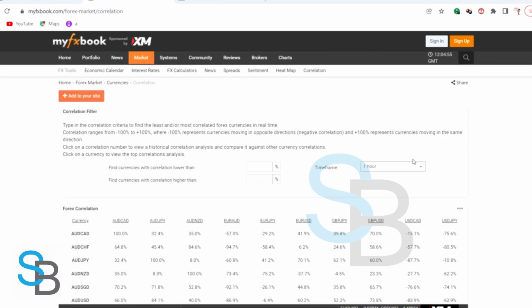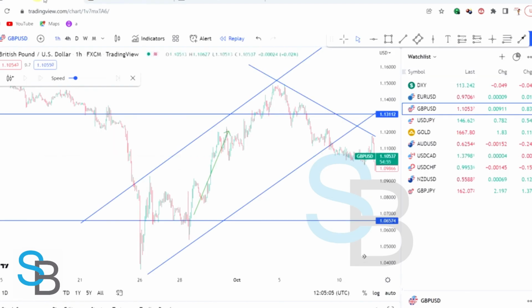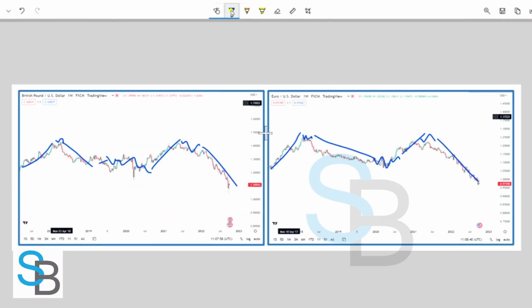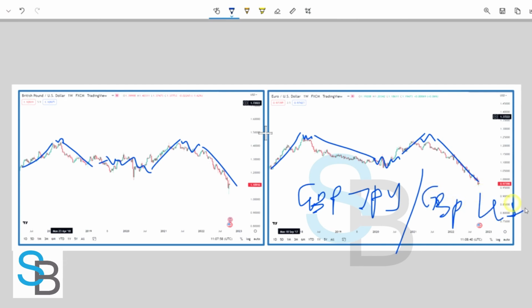What causes these currencies to be correlated? For example, we have GBP JPY. Sorry, my writing is very poor. And then GBP USD. GBP JPY and GBP USD. So as you can see, the presence of GBP here makes them very correlated, because we have GBP here and we have GBP here. So the presence of GBP makes them very correlated.